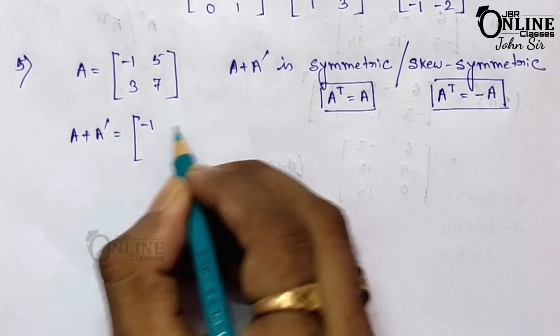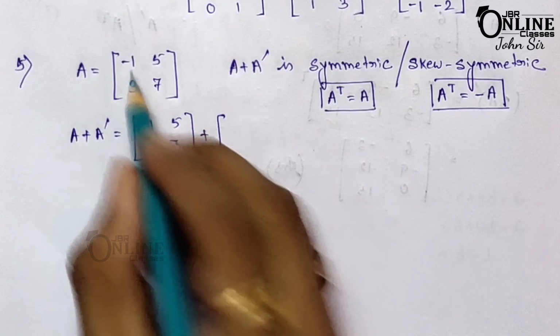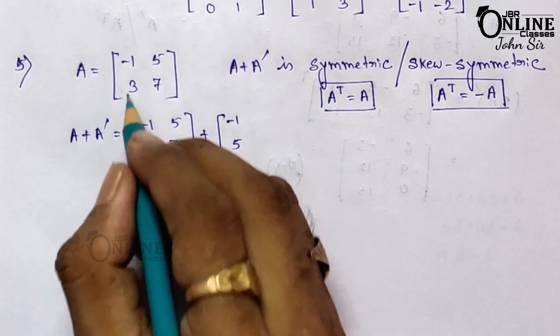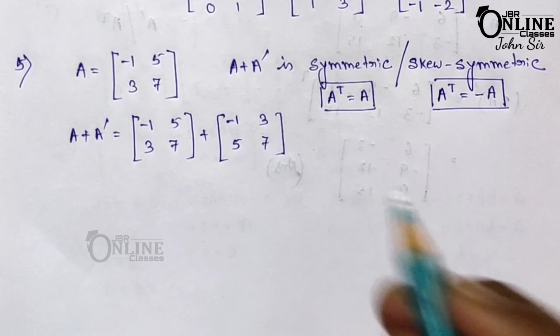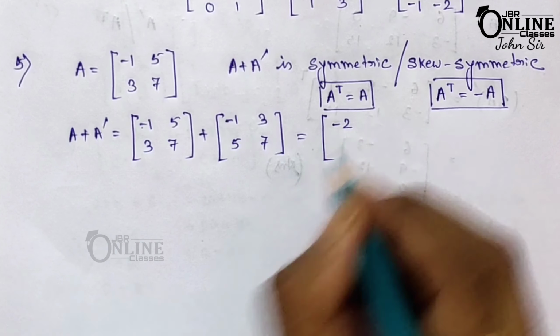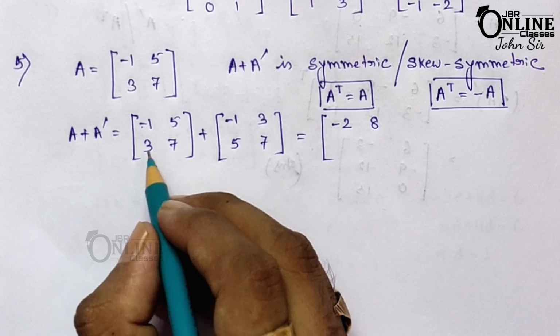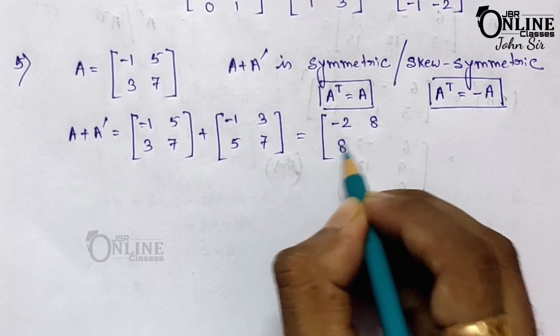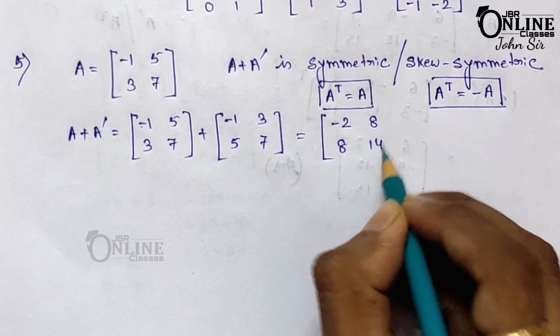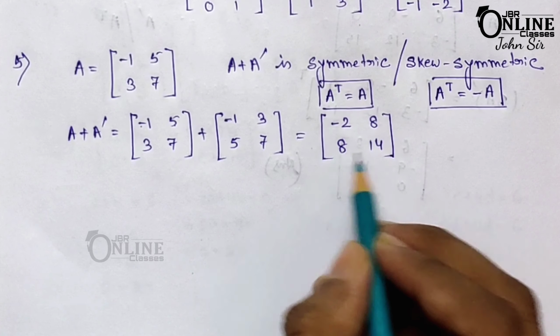So A means you know that minus 1 5 3 7, and next thing you have to find out A transpose, you also know that. So here minus 1 5 will be the first column and 3 and 7 as the second column. Now if you add these two matrix, so minus 1 it's minus 2, then here 5 and 3 it will be 8, then here 3 plus 5 it will be also 8, and then 7 plus 7 it will be 14. Okay, so that means here A plus A dash equal to minus 2 8 8 14.